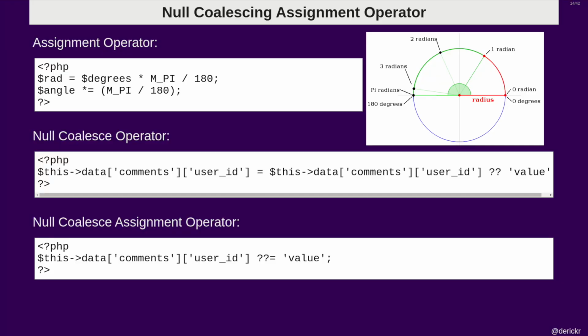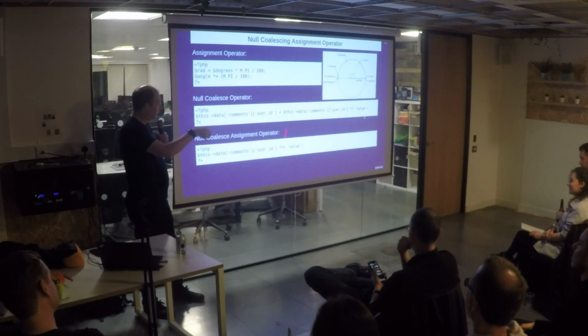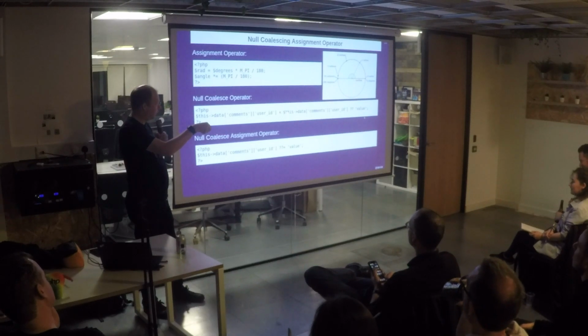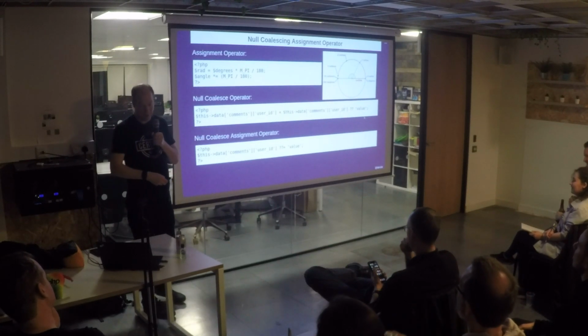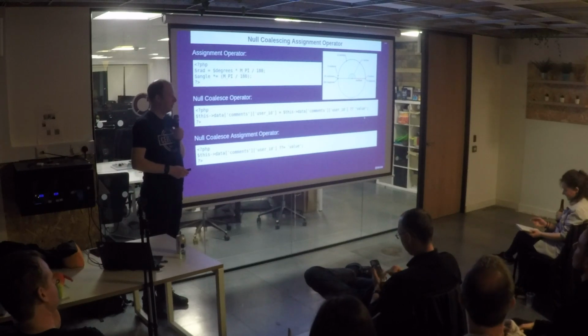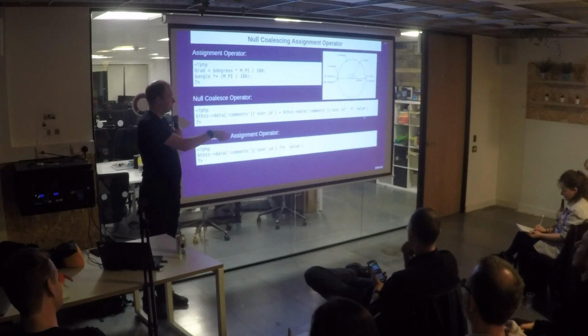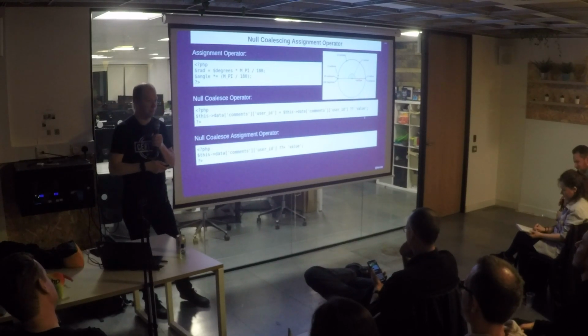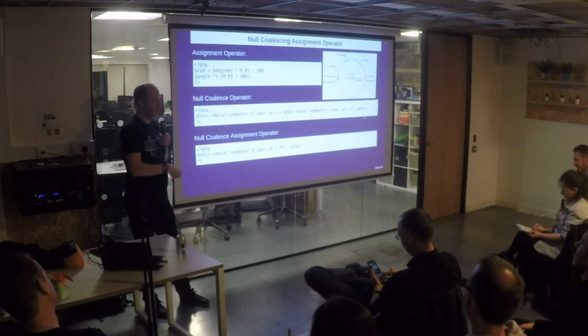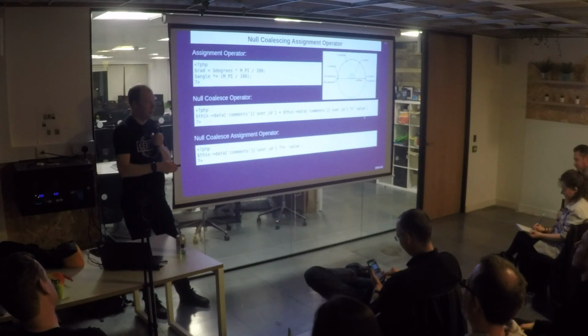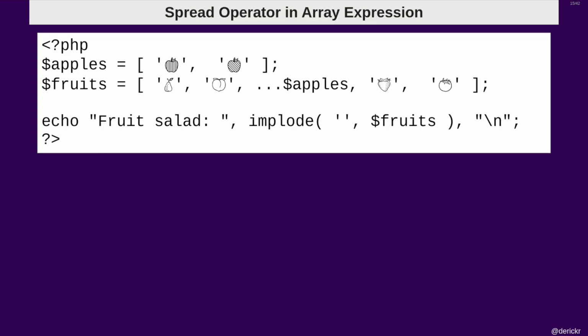PHP 7.4 creates the null coalesce assignment operator, which is basically these two things combined by, instead of using question mark, you move to question mark here, so that you don't have to repeat this data commons user ID. Yeah, and this should have been added at the same time as this question mark was introduced. We are, however, starting to run out of characters to use for operators, so anything else will likely have to be done by methods or functions.